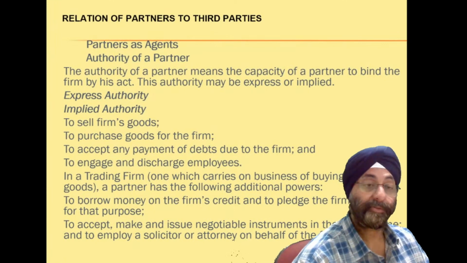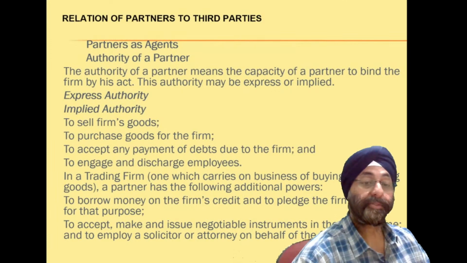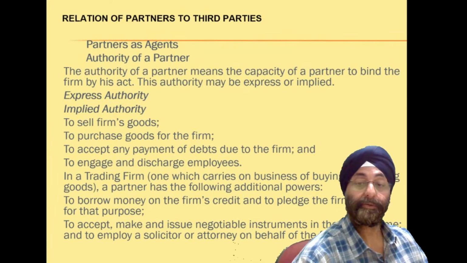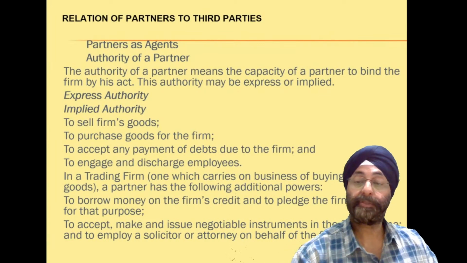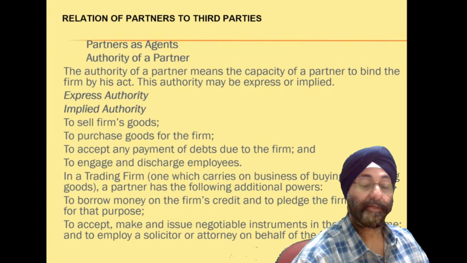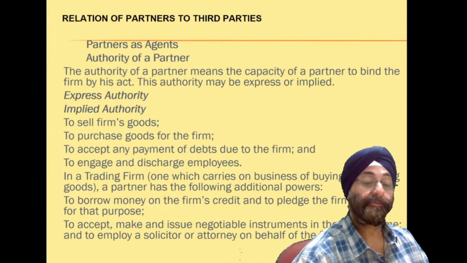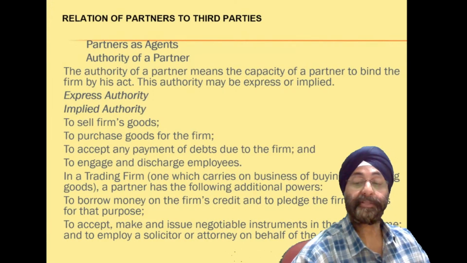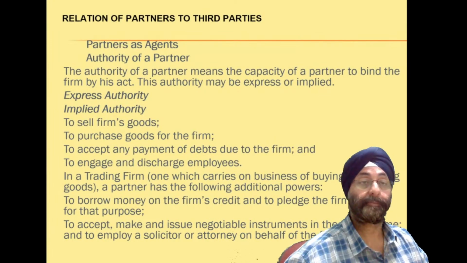These are to sell the firm's goods, to purchase goods for the firm or on behalf of the firm, to accept payment of debts due to the firm, and to engage and discharge employees. In a trading firm, one which carries on the business of buying and selling of goods, a partner has the following additional powers: to borrow money on the firm's credit and pledge the firm's goods for that purpose, to accept, make and issue negotiable instruments in the firm's name, and to employ a solicitor or attorney on behalf of the firm.